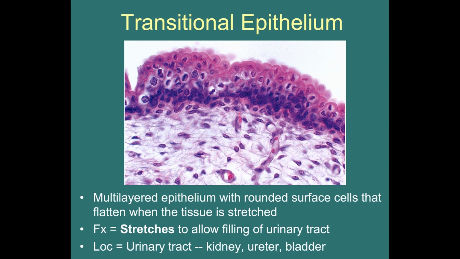What this tissue does, these round cells actually stretch to allow for filling in that bladder or along our urinary tract. And our urinary tract kind of runs from our kidney through our ureter and into our bladder. And so those rounded cells actually flatten out when it's stretching, and after we relieve ourselves and eliminate that fluid or that urine that's in our bladder, those cells will recoil a little bit and become more rounded.